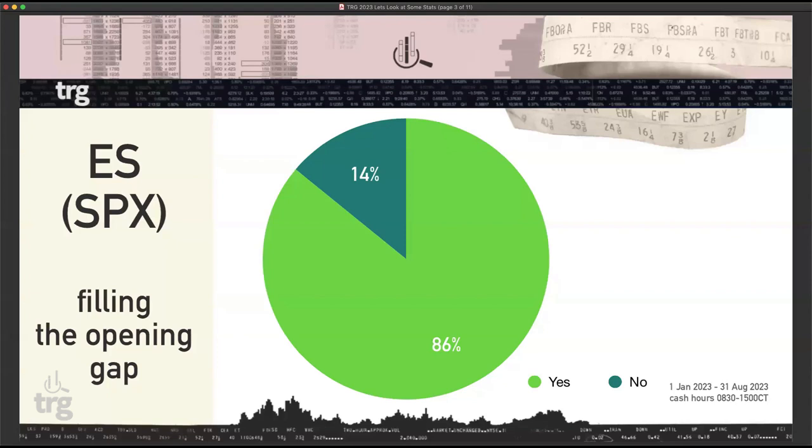These are cash hours, Edward. I've got this on the chart. So I'm running this with NYSE cash hours. So just wanted to put that there just to twist your thinking a little bit.